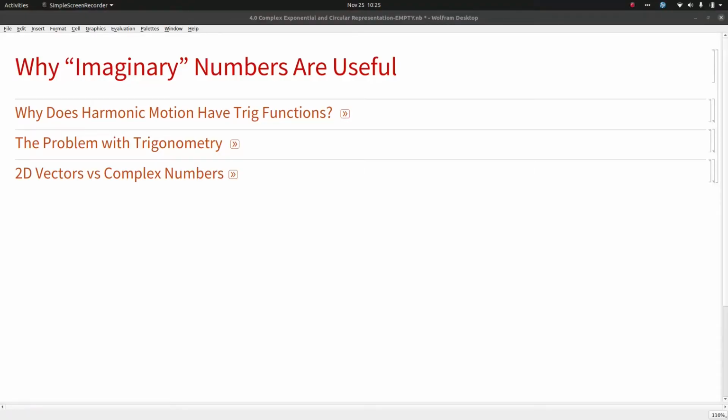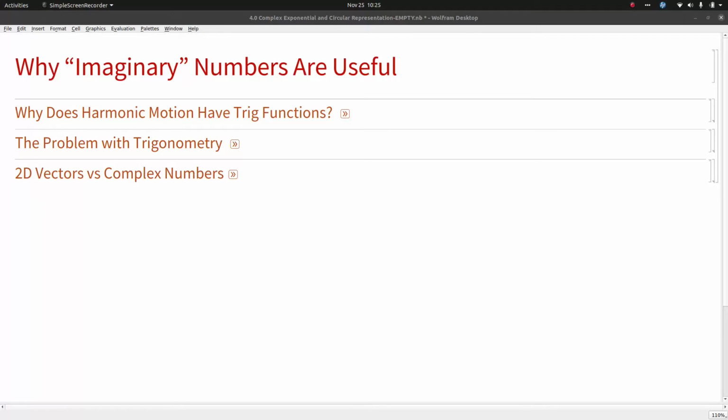Before getting into the question of why imaginary numbers are useful, it helps to start with the question, what does simple harmonic motion have to do with trigonometric functions anyway? Aren't trig functions related to things like triangles and angles and the unit circle? And why are we paying attention to angles with simple harmonic motion when simple harmonic motion is just an object moving back and forth in a straight line? There's not really an angle there.